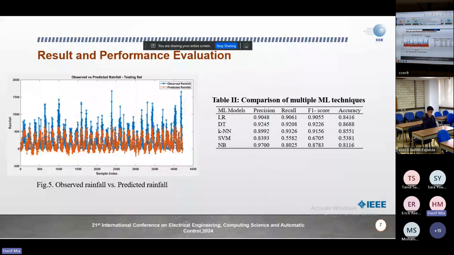From this slide, we can see we got our highest accuracy from the decision tree model, and the lowest accuracy was 3% from the SVM model. We can also see the other models' accuracy: 84% for linear regression, 86% for the decision tree model, 85% for KNN, and 81% accuracy for the NB model.